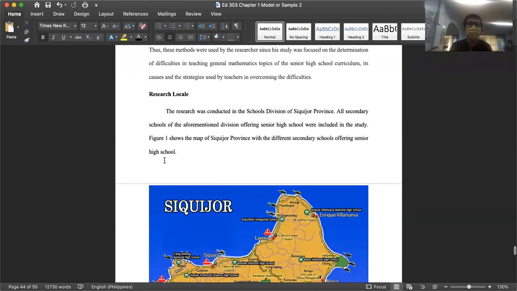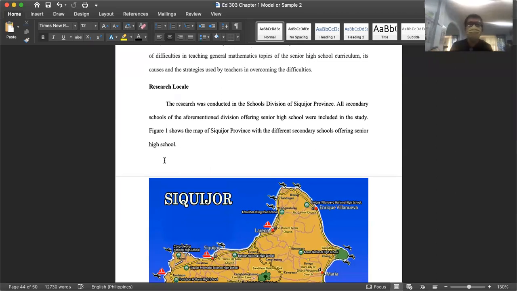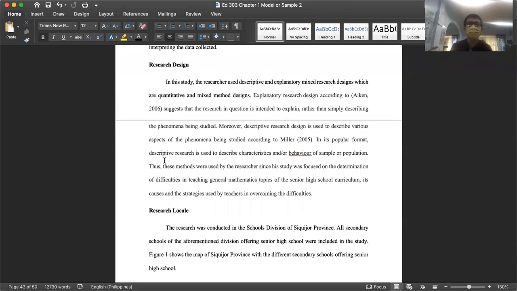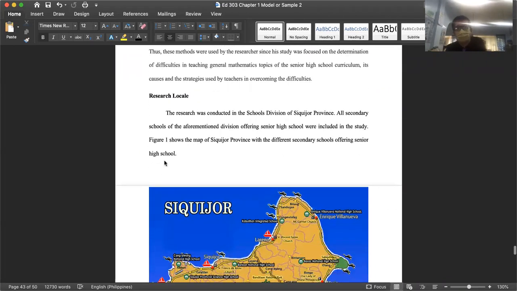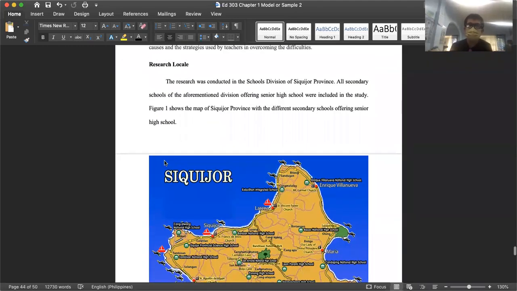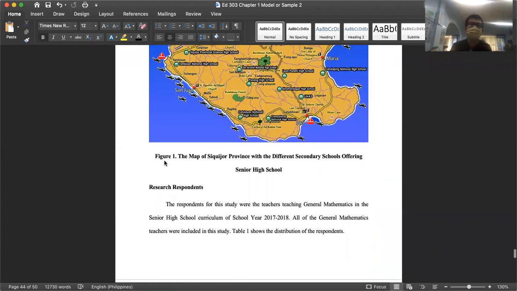Then research locale. This is actually the setting. The research was conducted in the schools division of Siquijor. But I told you that since this one is a proposal, the tense must be present tense or future tense. Do you remember that one? In a research proposal, the tense is either present tense or future tense. Yes, sir. And then copy the format on how the research locale is presented. Follow the format there, but the format will be changed according to the locale of your research proposal.